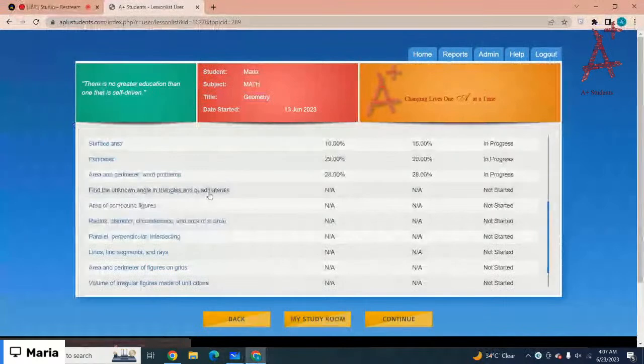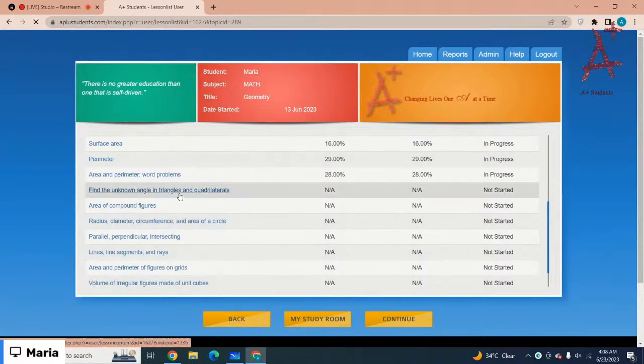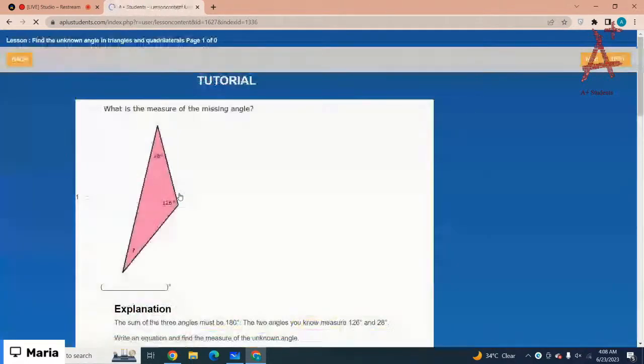Here I'm on grade 5 math. The lesson is find the unknown angles in triangle and quadrilateral. Let's just start with the angle. What is the measure of the missing angle? So you are given a triangle, two of the angles you are given, you need to find the third one.